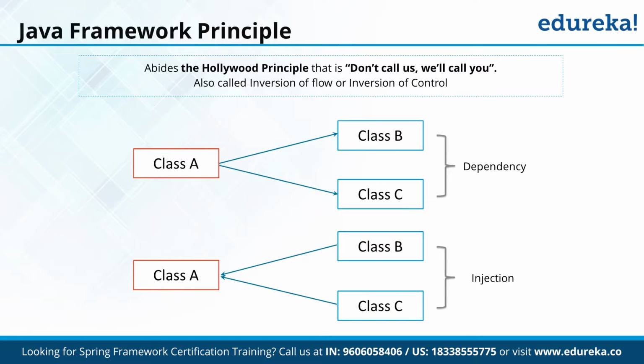So let's say we have a class A which has a dependency on some other classes like B and C.